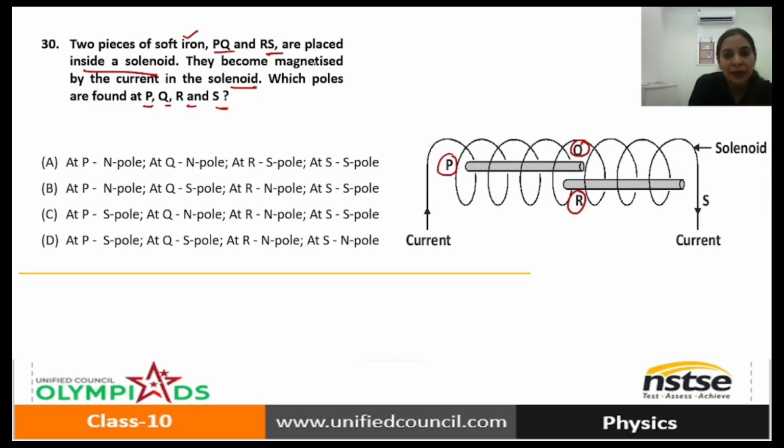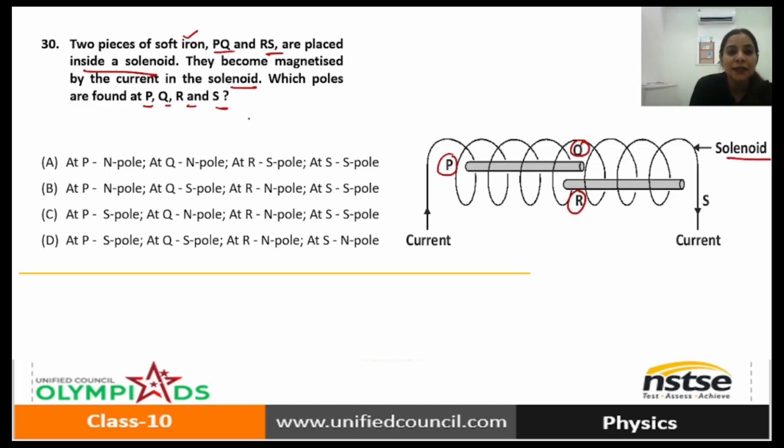Now they become magnetized by the current in the solenoid. So which poles are found at P, Q, R, S? Now let me tell you, I hope you know what a solenoid is. Basically, if you have a soft iron piece and copper turns are wound over it, that becomes a solenoid. And when you pass current through it, it starts behaving like a bar magnet. That is, one side behaves as a north pole and the other side behaves as a south pole.